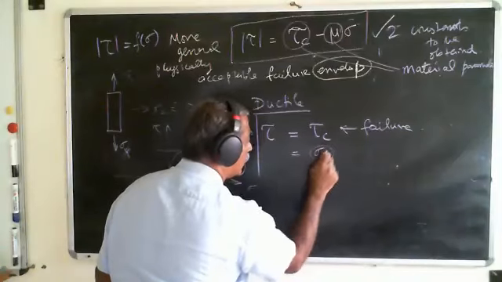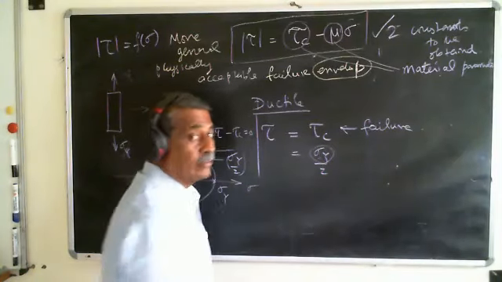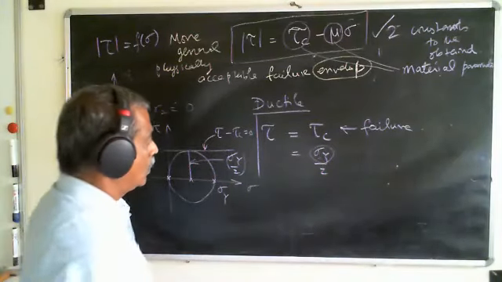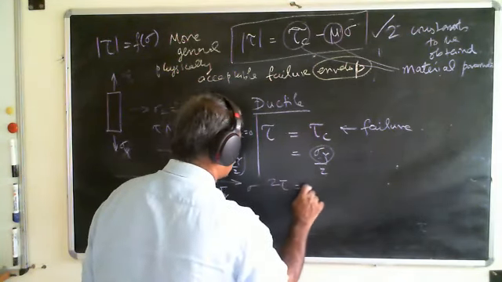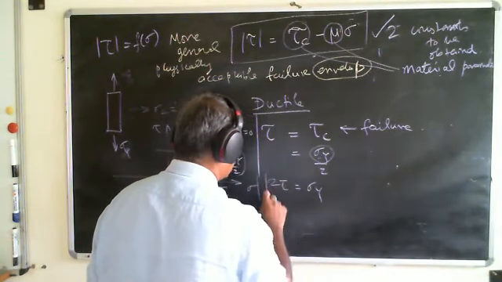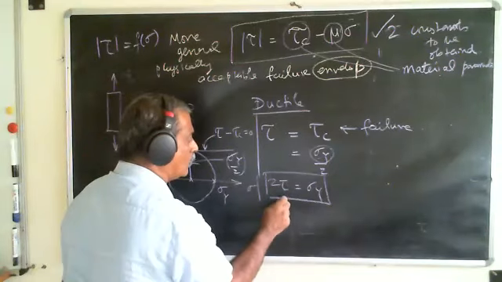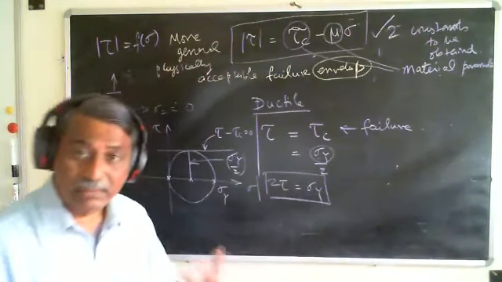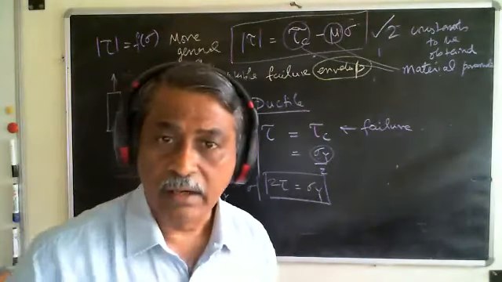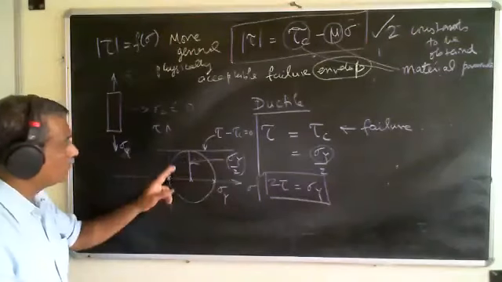What did I do? I did an experiment and found out sigma y. Or 2 tau is equal to sigma y. This is the condition now. Now this is tau, which is the maximum shear that I can find out. If you look at this carefully, that's how it is.